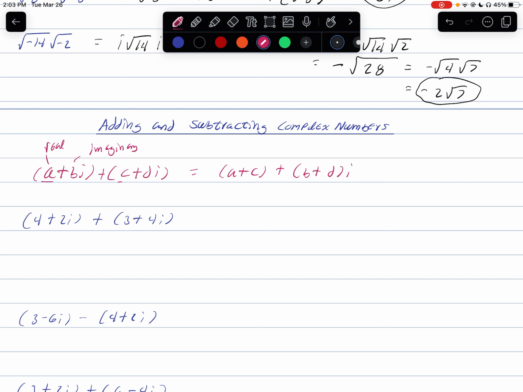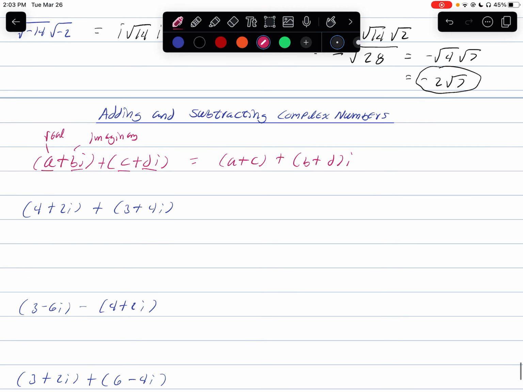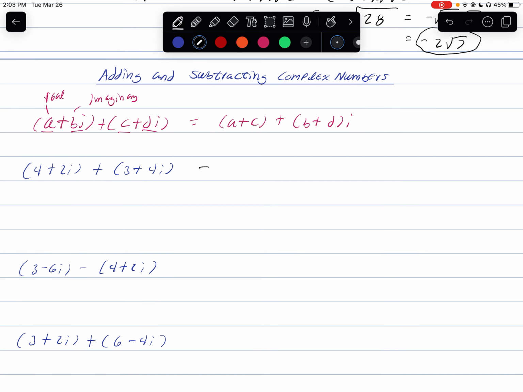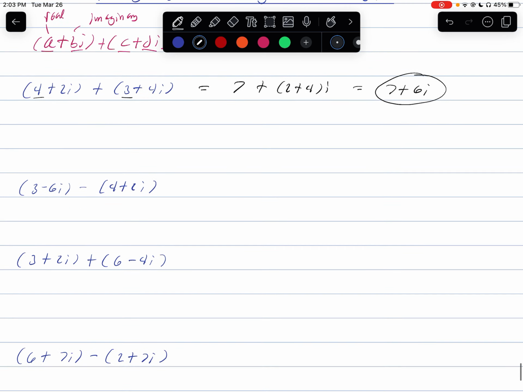So you add the real parts together, then you add the imaginary parts together, and that's how this is going to work. It's a little easier to see when we actually do it in practice. So here we have 4 plus 2i plus 3 plus 4i. Let's start by adding the real parts together. The real parts are 4 and 3. So 4 plus 3 is going to give us 7. And then if we have 2i and 4i, we'll have 2 plus 4 times i. That's going to give us 7 plus 6i. So if we add these two complex numbers together, we get 7 plus 6i.